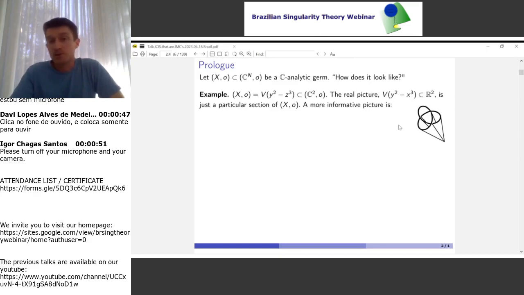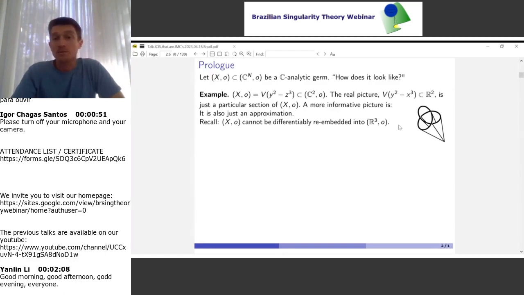Now, a more informative picture is this one. People start from the complex germ inside C^2 and project it into R^3, but of course the projection will have self-intersections. Therefore, this picture is misleading. It is just an approximation. Still, the question remains: how does the complex analytic germ look locally? Maybe to say something more.